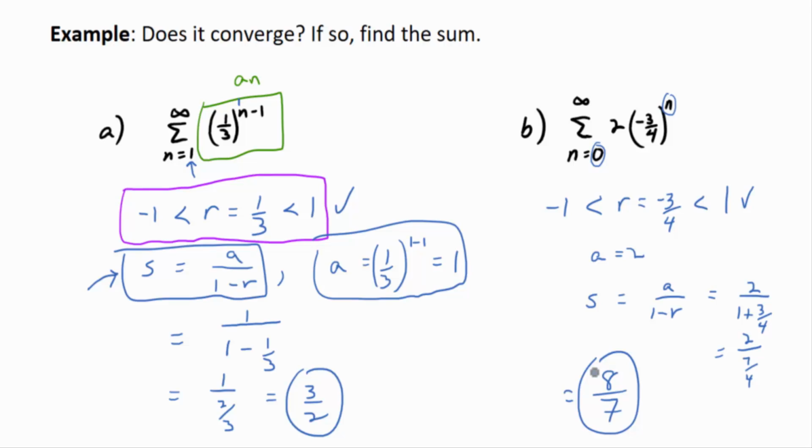So try to wrap your brain around this. If you could add an infinite number of terms, we're saying you'd get a finite number, 8/7. Isn't that crazy? It's crazy that our minds can even think about that.